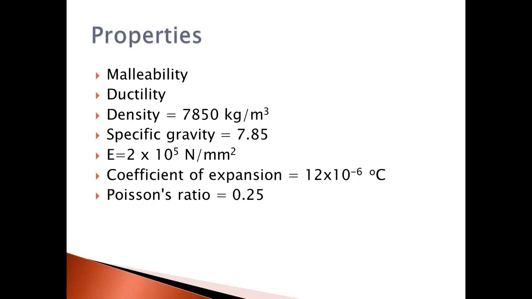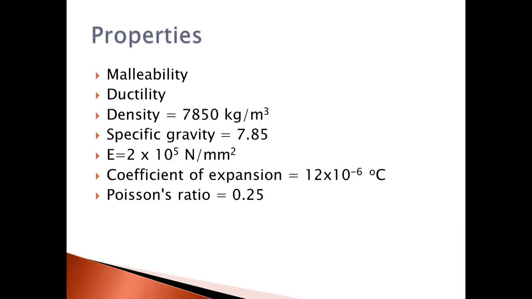Okay, so next we will see specific gravity. The specific gravity of steel is 7.85. We can calculate this as: specific gravity is equal to the density of the material divided by the density of water. We know the density of water is 1000 kg per meter cube. So the specific gravity of steel is 7850 divided by 1000, which ultimately is 7.85. What specific gravity denotes is, if it is greater than 1, the material will sink in the water. If it is less than 1, the material will float in the water.